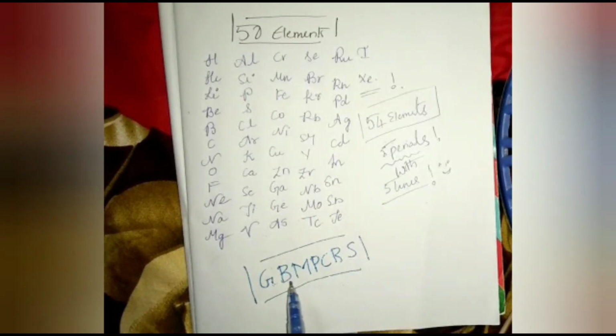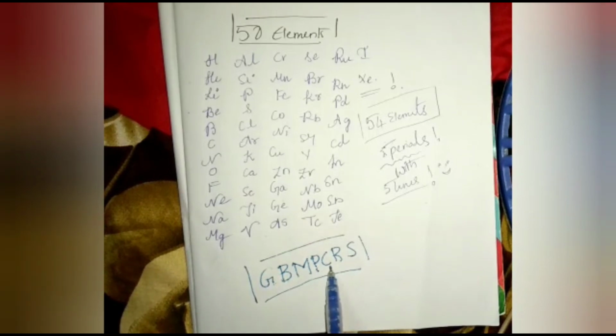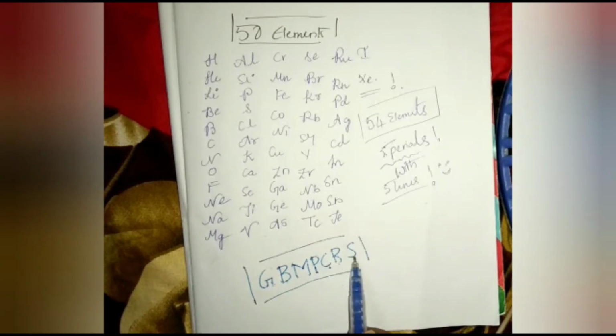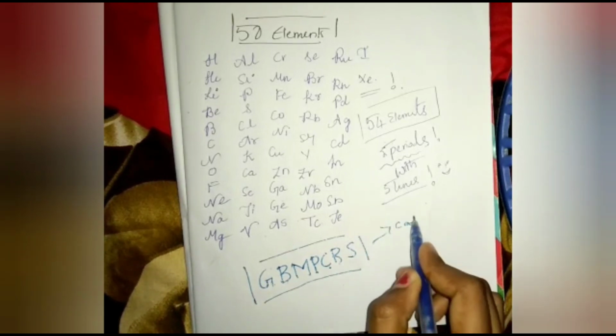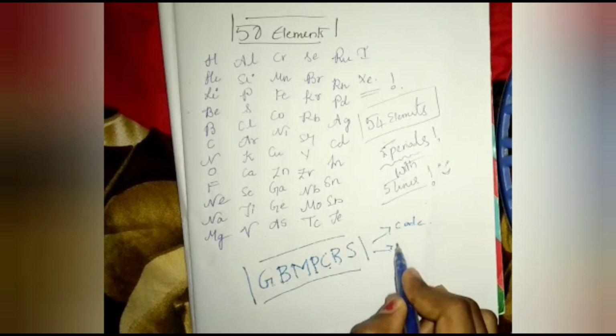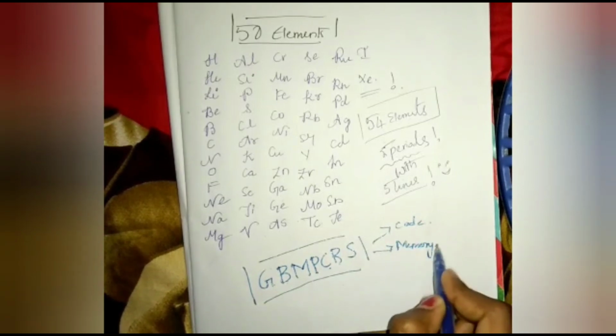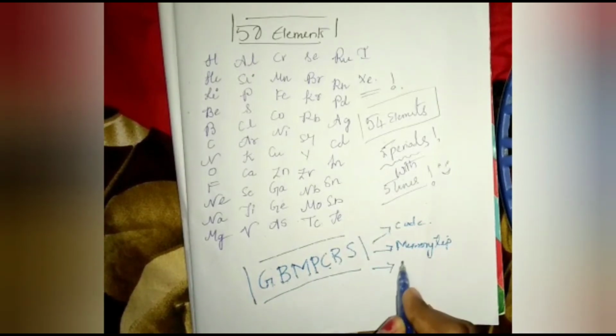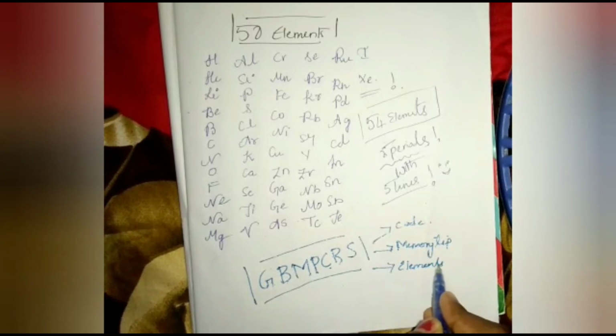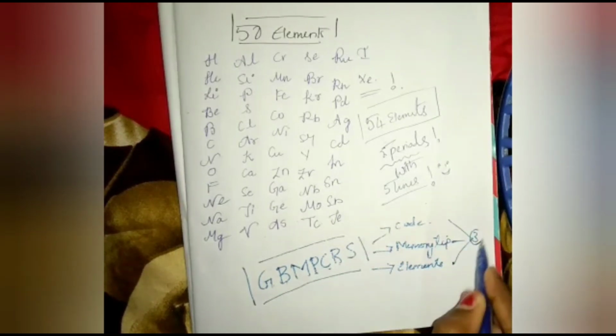So when we remember the code, we get the memory tip, and we visualize the picture in our mind, and lastly we get the element names one by one. So this is the whole trick. There are 3 steps: code, memory tip, and elements. I think it's really very easy to understand.